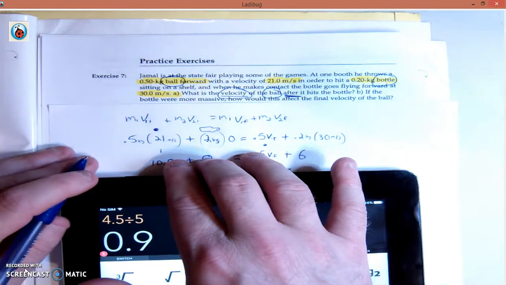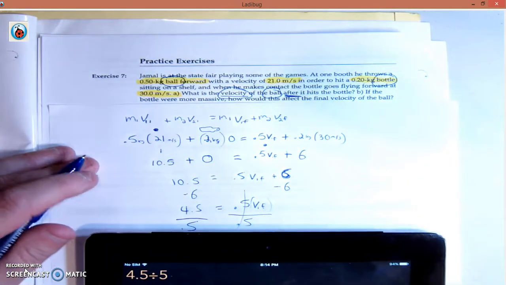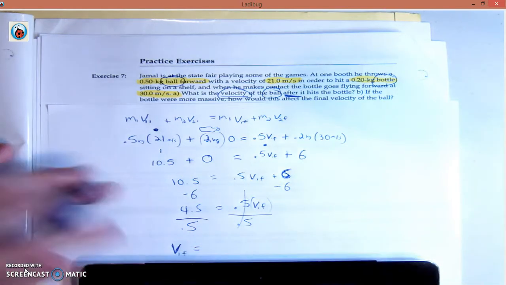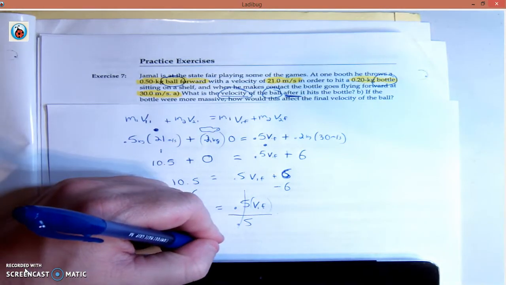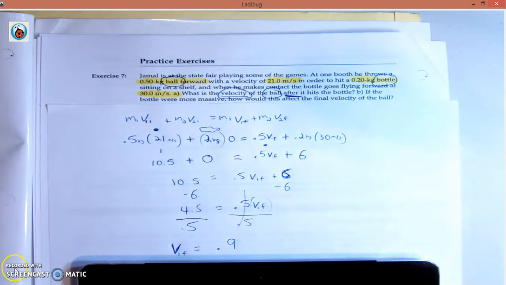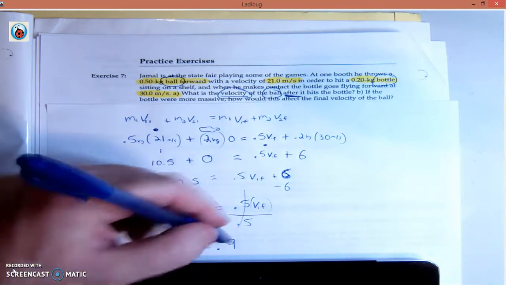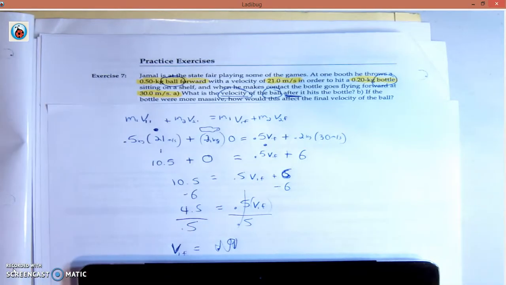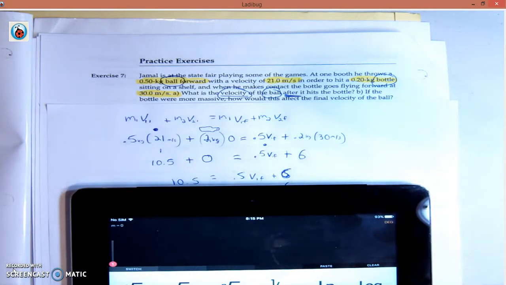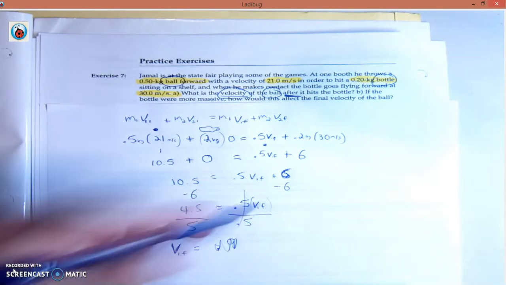0.9. Did I do that right? 0.9. 4.5 divided by 5. 0.9. Okay, so correction. I messed this up. Scratch this. We're close though. I think I typed this in wrong. Y'all probably already saw it on video though. 4.5 divided by 0.5. 9. Okay, that's much better. So scratch this.